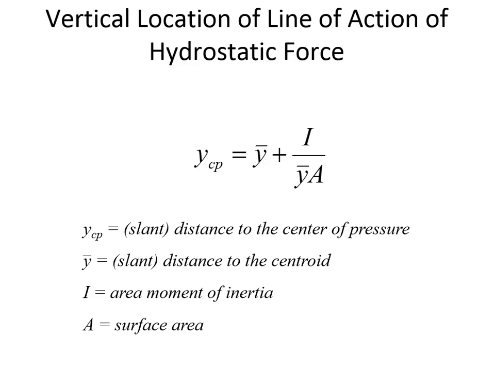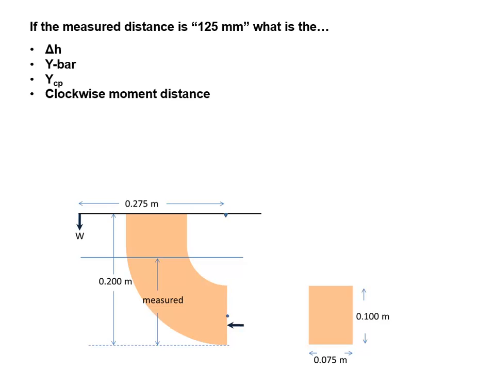Okay, so we're going to put that into practice by taking a look at several examples today. The first of them is what if we had some sort of a shape that looked like this, hypothetically speaking, right? So what if you had something like this, that you had a measured distance of 125 millimeters. Then what would be the delta H, what would be the y bar, the YCP, the moment distance, and so on. So let's take a look at this case.